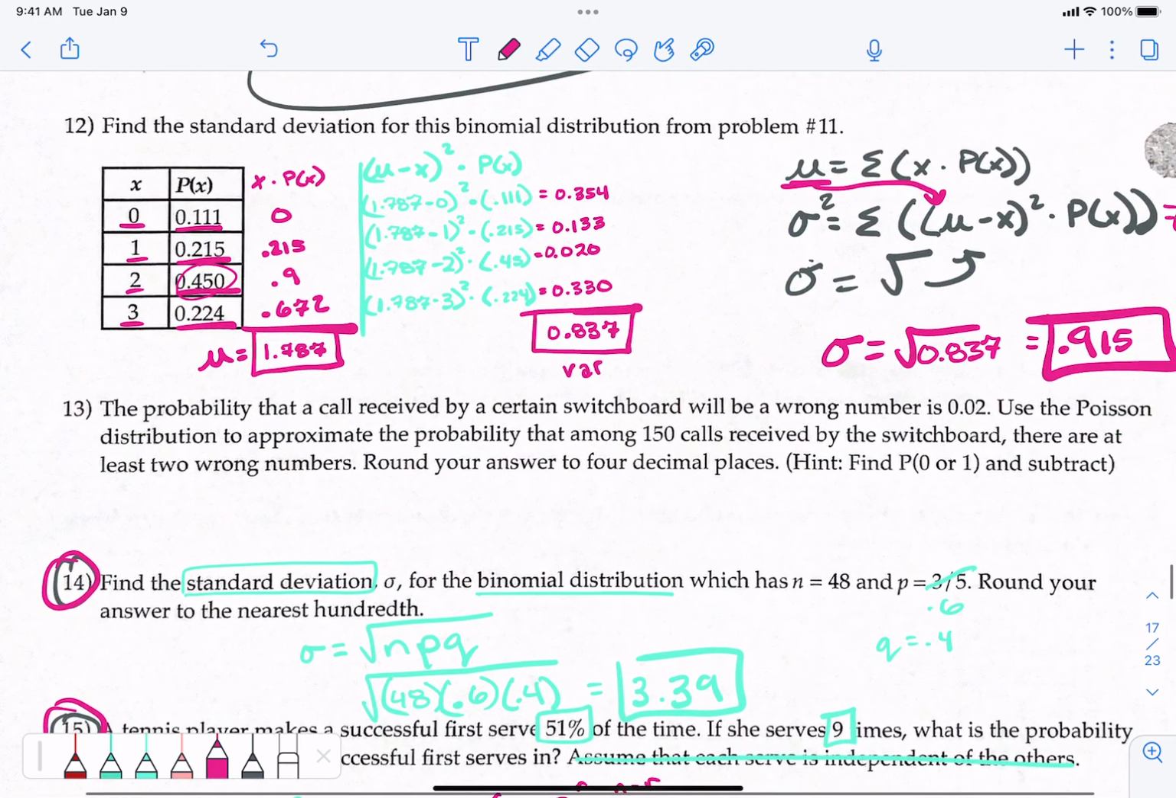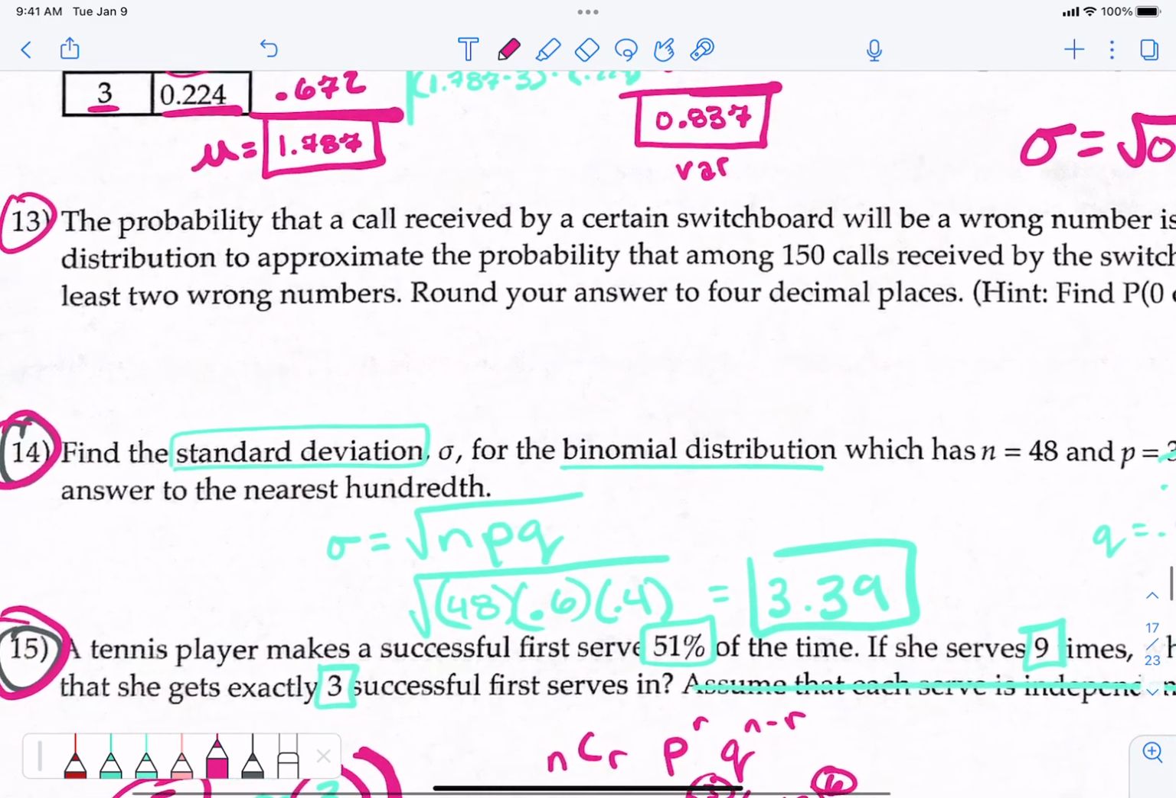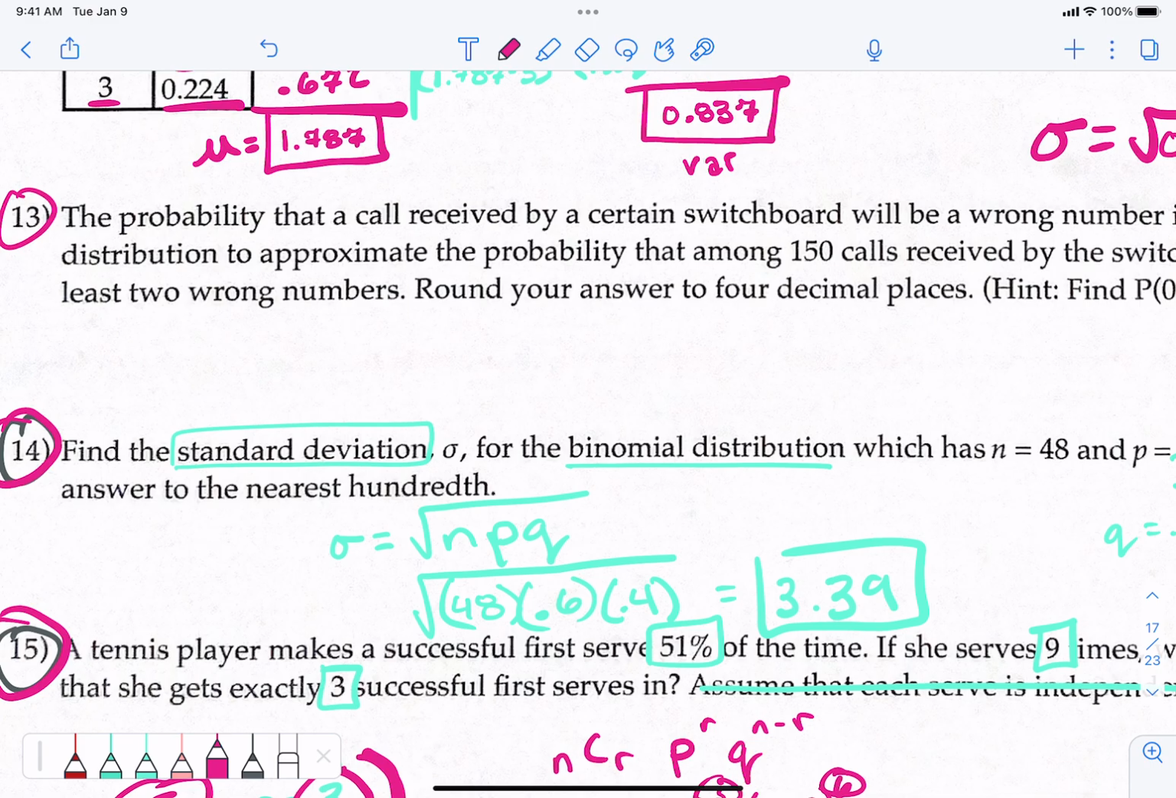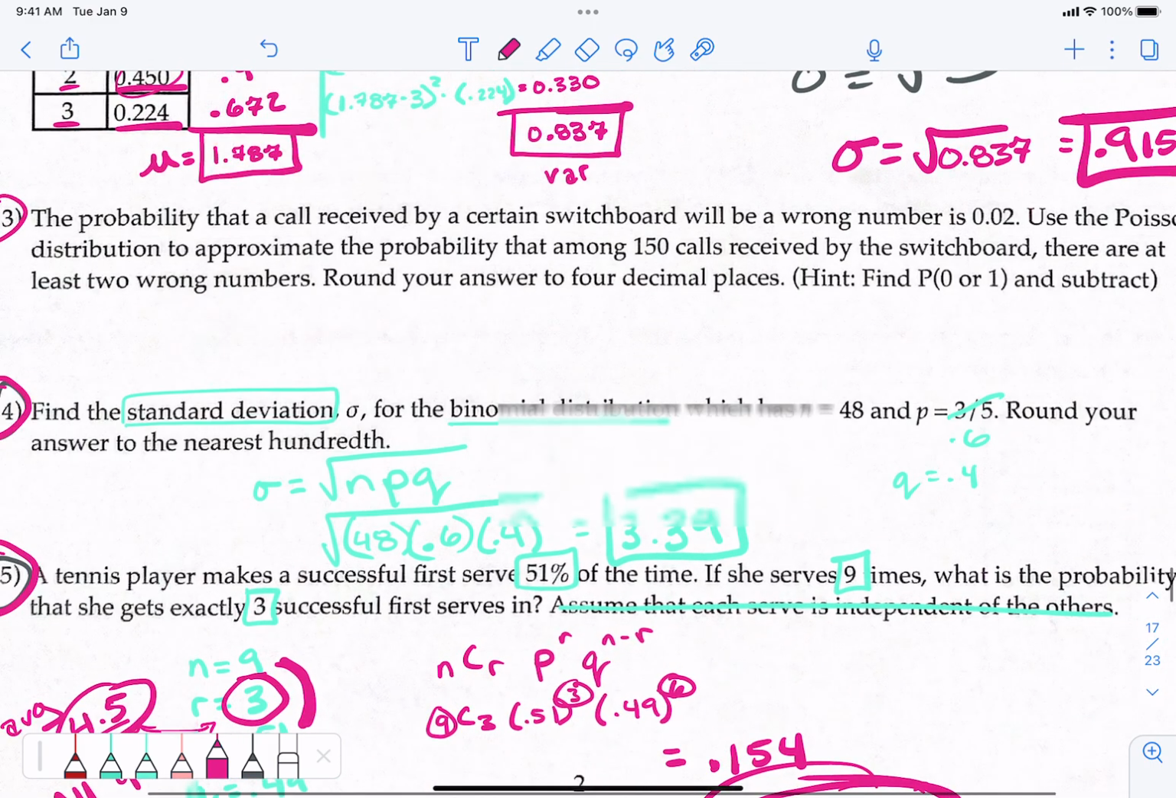Okay, one left. Are we ready for one more? It's a big one. All right, this is another doozy. The probability that a call received by a certain switchboard will be a wrong number is 0.02. What is that? P. We can call it P. You can call it Q. It doesn't matter. 0.02.